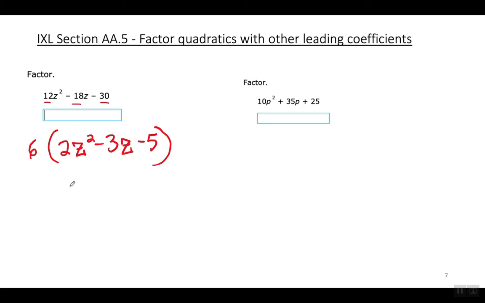Okay, so once I do that, now I'm going to treat the rest. Now this is my new problem. The 6 is just going to stay there all the way until the end. The 6 is going to be in your final answer. All right, but this is my new problem that I'm going to do the same way I did all the previous problems.